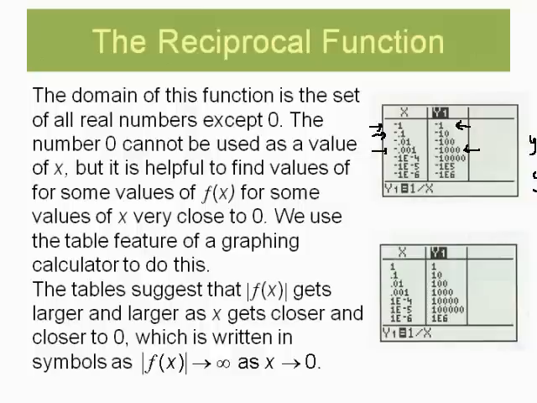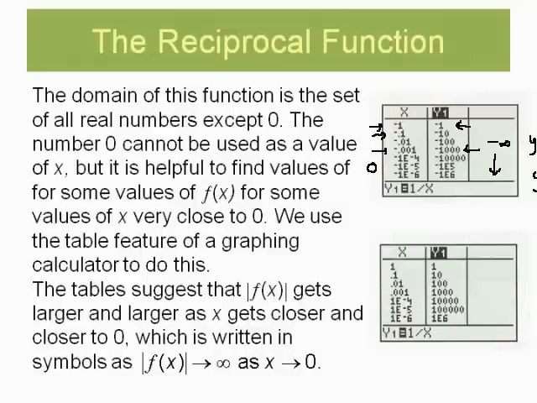So in other words, as x gets closer and closer to 0, in this column, y is getting smaller and smaller and smaller. It is getting closer to negative infinity.